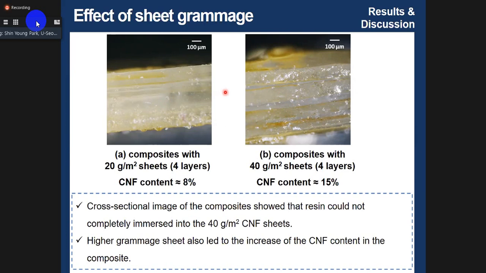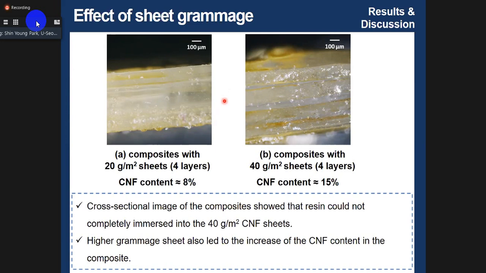It indicated that epoxy could not penetrate deep inside of the high grammage sheet. So we could find the difference in the penetration behavior of epoxy resin into the sheet, and maybe this difference resulted in the optical and mechanical properties of the composite. In addition, the content of CNF in the composite might also contribute to this result.